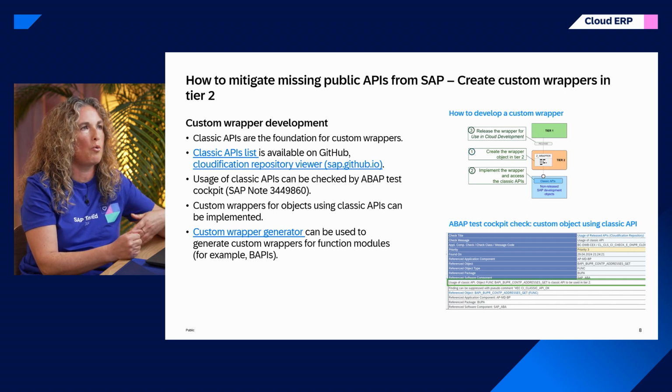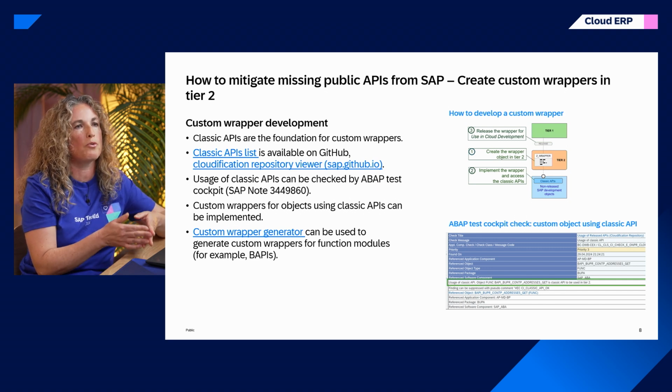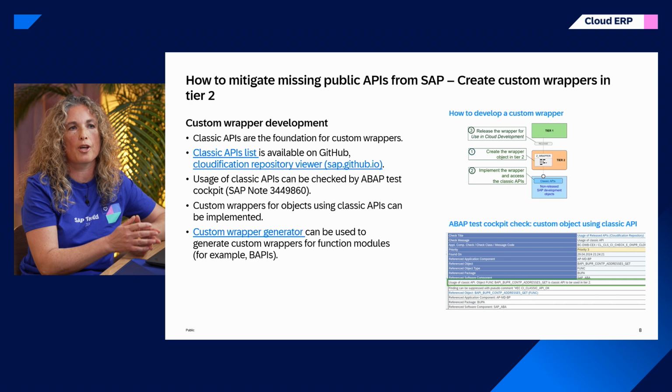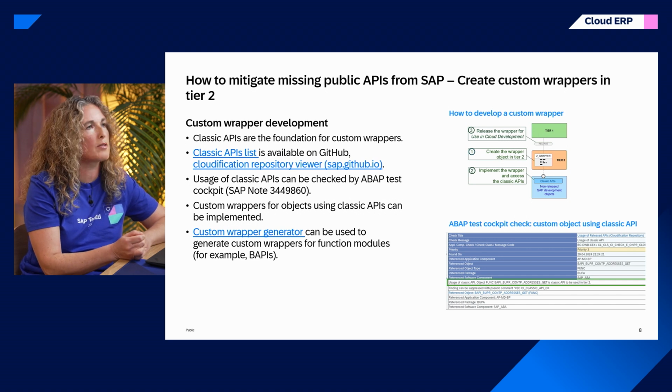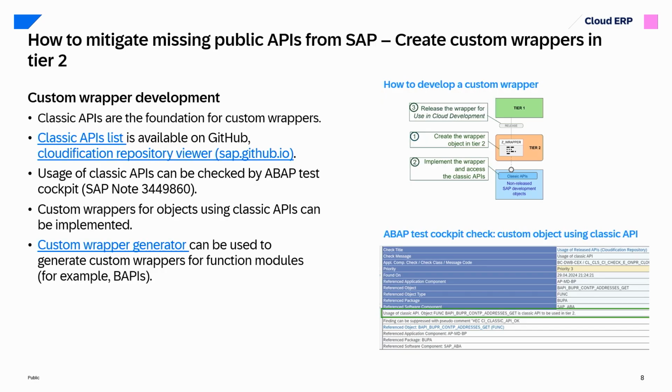So if your custom object is using such a classic API, then you can cloud enable it by implementing the custom wrapper. And in order to speed up your development process for custom wrappers, we also offer a custom wrapper generator that can be used to generate custom wrappers for function modules. For example, BAPIs come along with very long signatures, right? And it would be very convenient to use the custom wrapper generator to get it generated.